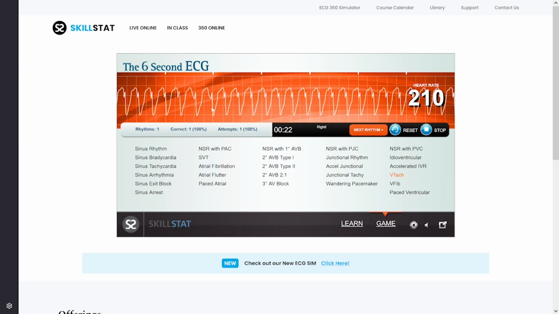Now, what's really interesting about this is it almost looks like tombstones. We can almost write RIP in each tombstone. So that's kind of how I remember that this is VTAC. So I hope you got it.